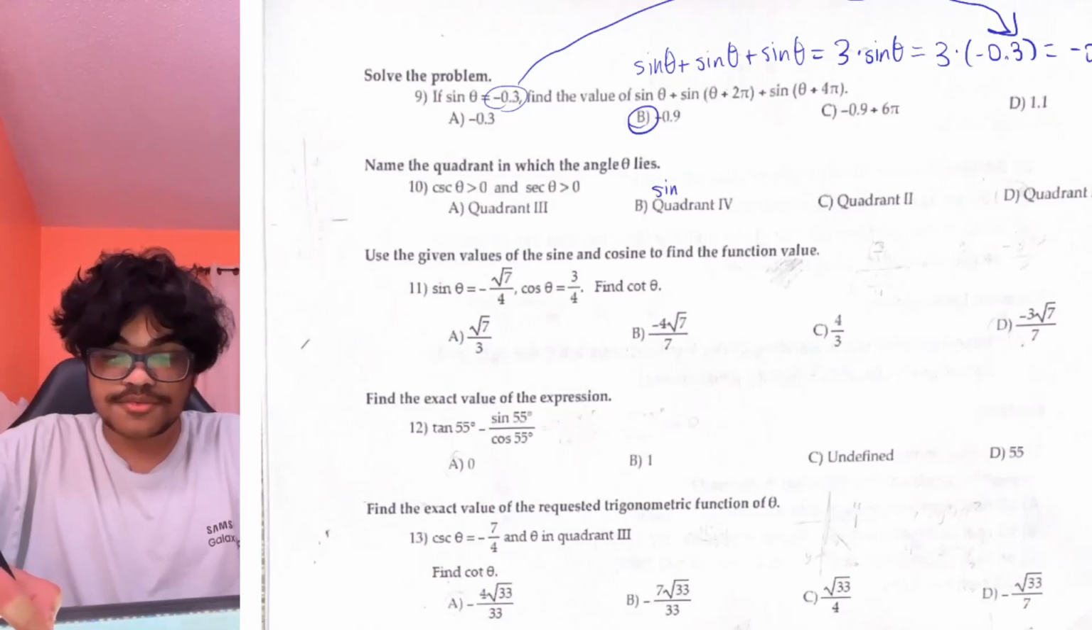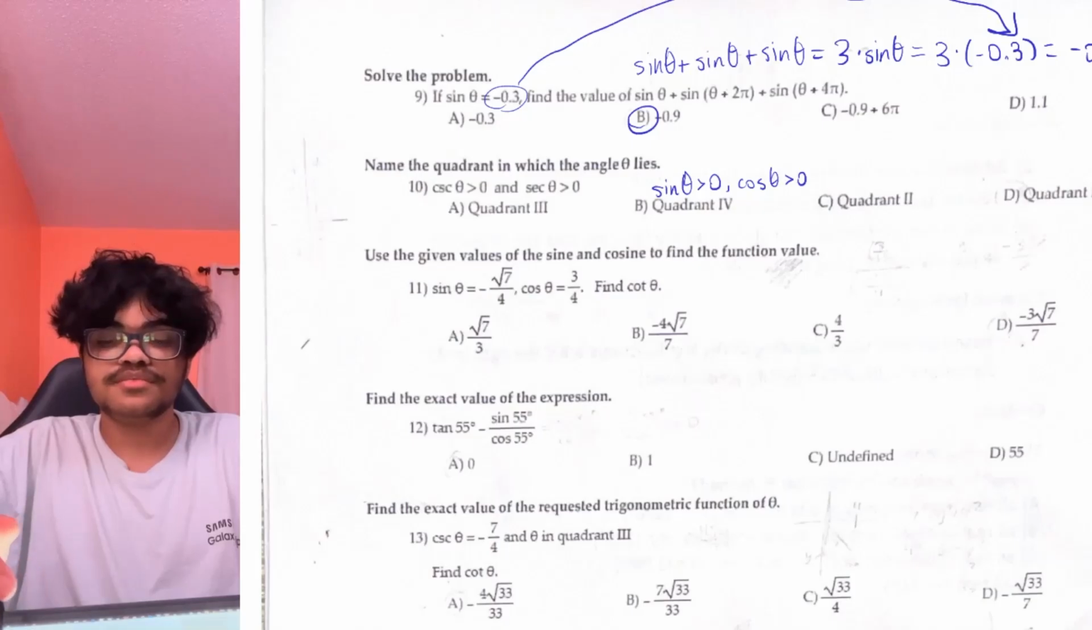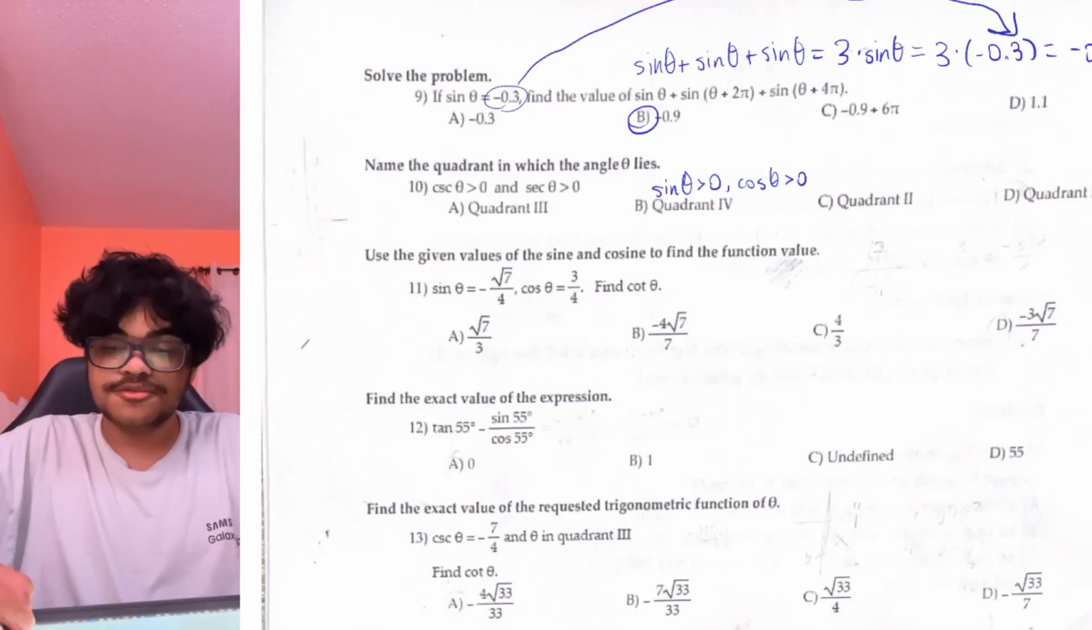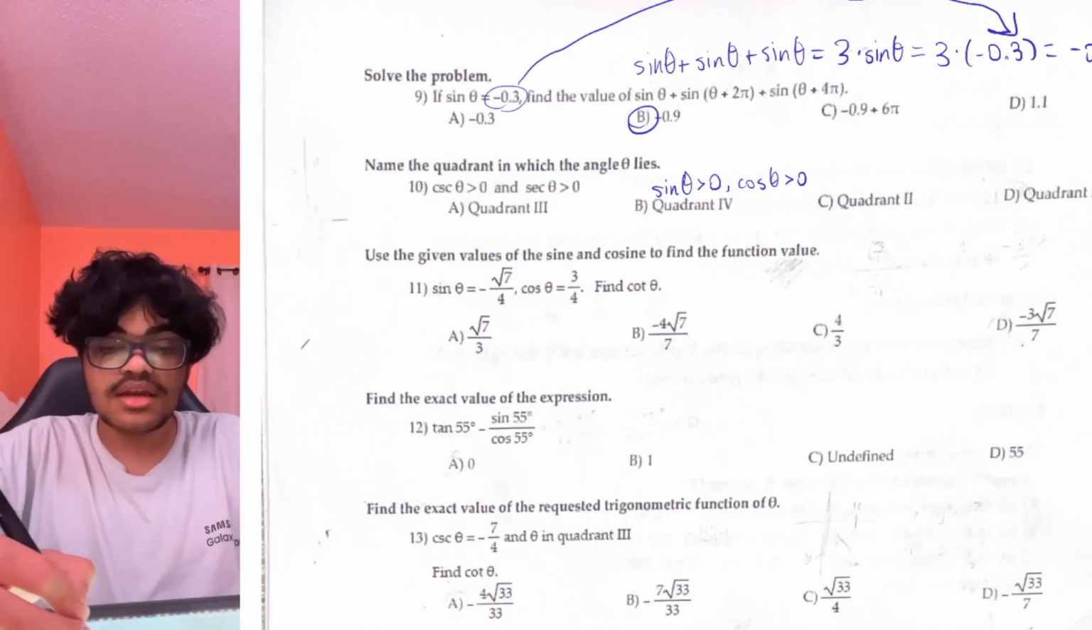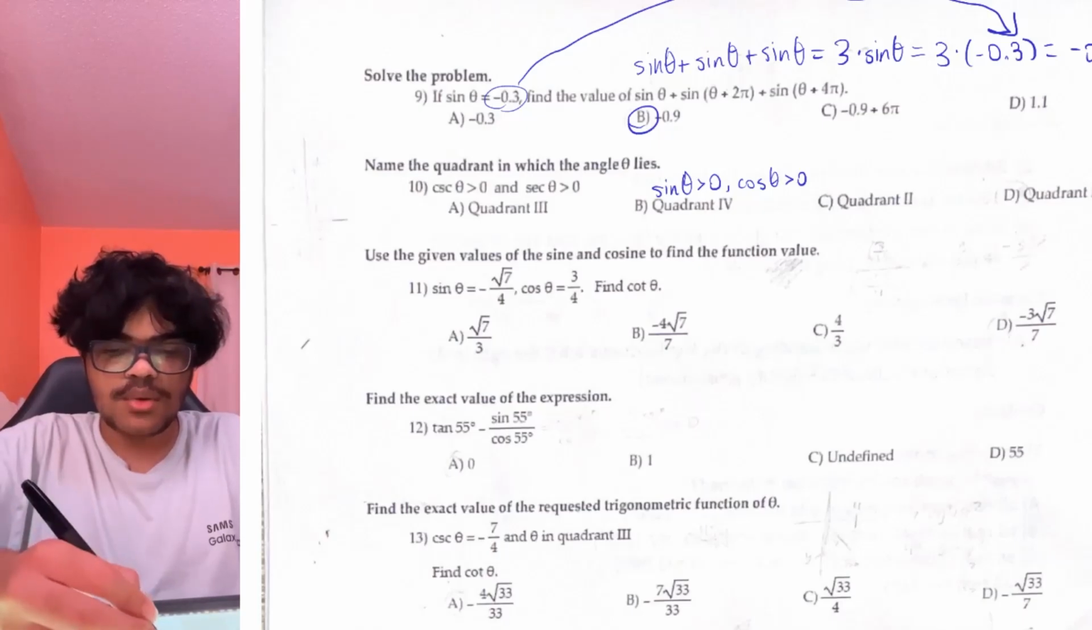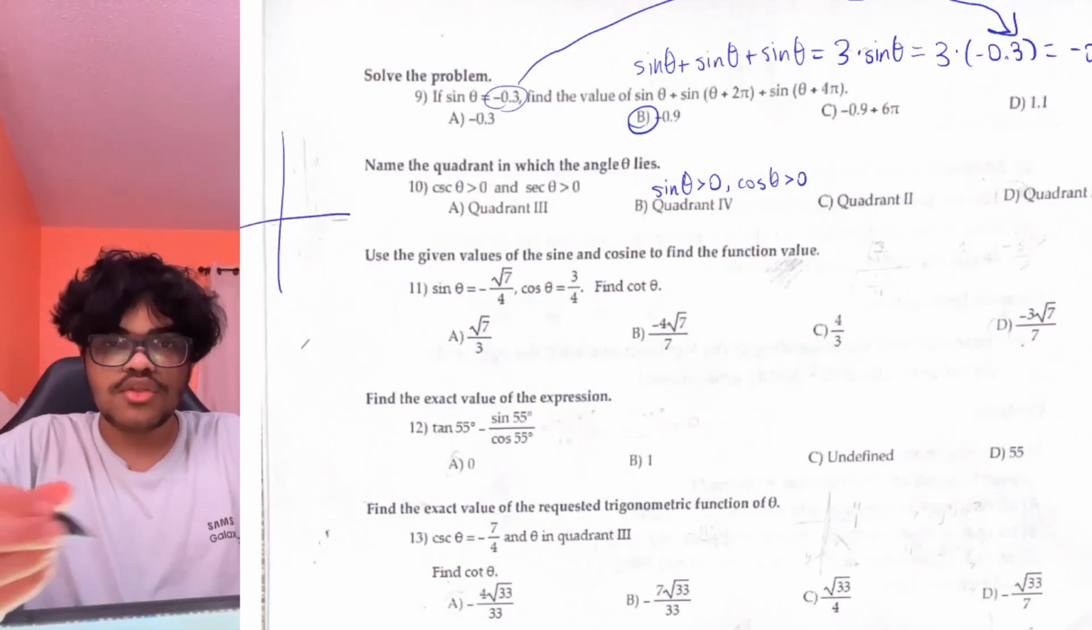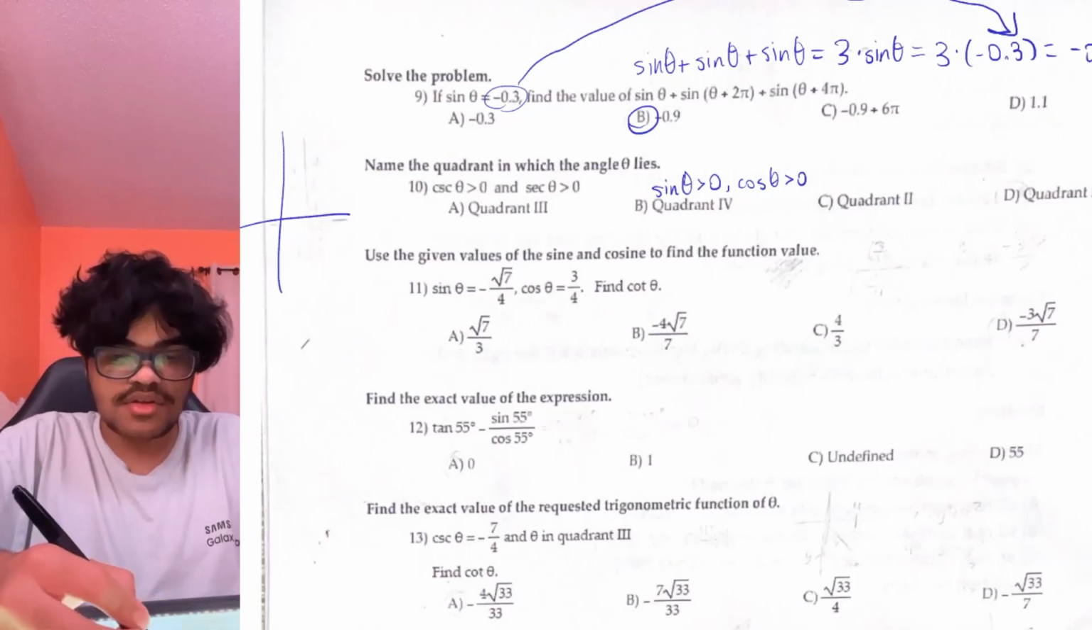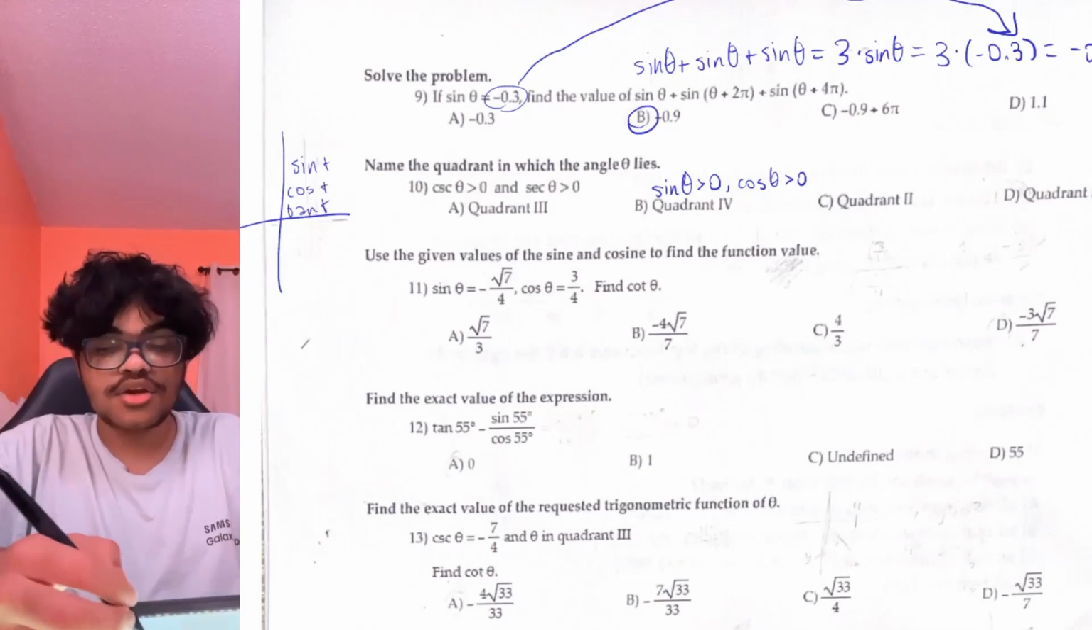So sine theta has to be greater than 0, and cosine theta has to be greater than 0 because secant theta is greater than 0. Because secant is just 1 over cosine. If you divide a positive number by a positive number, you'll get a positive number back. So sine theta is greater than 0 and cosine theta is greater than 0 because cosecant and secant are greater than 0. Now, if we take a look at our unit circle, the only place where sine and cosine are both positive is in this first quadrant, because sine is positive, cosine is positive, and tangent is positive. So sine and cosine are both positive.